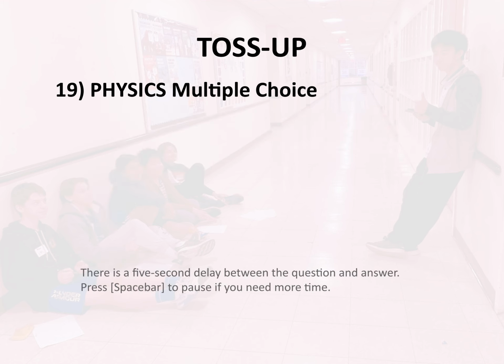Toss-up, 19. Physics. Multiple choice. The wavelength shift of light from a quasar gives the recessional speed v is almost equal to 2.18 times 10 to the power of 8 meters per second. If the Hubble constant is 21.8 millimeters per second per light-year, what is the approximate distance of the quasar in light-years? W, 10 to the power of 8, X, 10 to the power of 9.